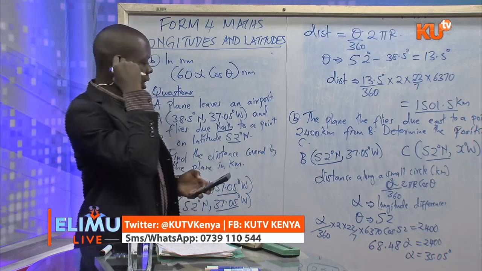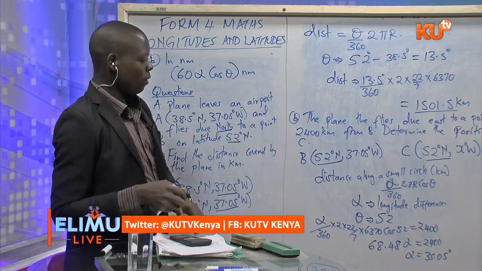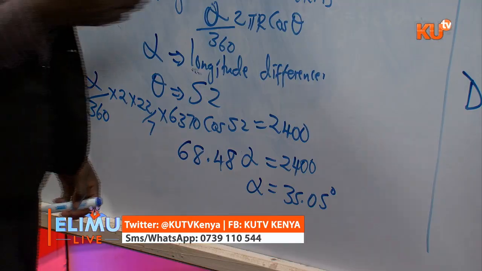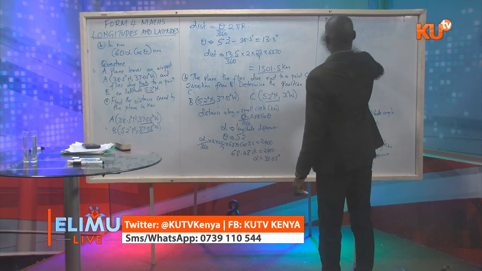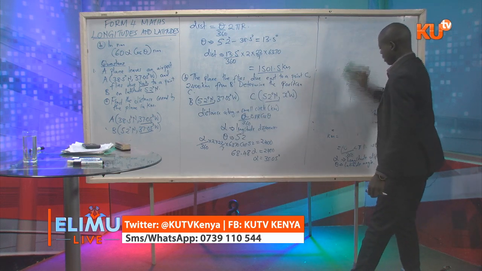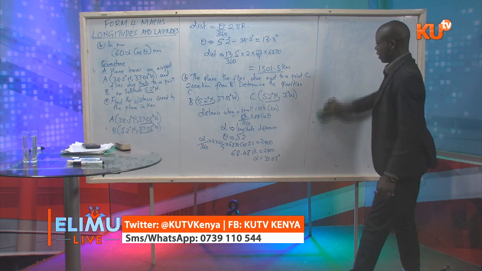35.05 degrees. That is the value for alpha. And if that is the value for alpha, which is now our longitude difference, then we can determine the value for x, because what we need to write is the location or the position of the point C.